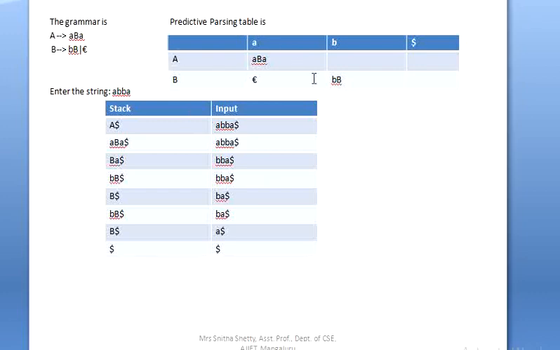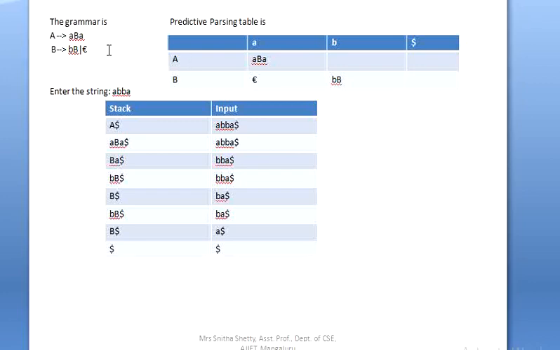This is a predictive parsing table. A parsing table has rows and columns. Here I have written the row headings A and B, since the table contains 2 variables. This is the given grammar: A gives ABA, B gives BB or epsilon. In the given grammar, how many variables are there? There are 2 variables, that is A and B, right? So here I have written the variables A and B.